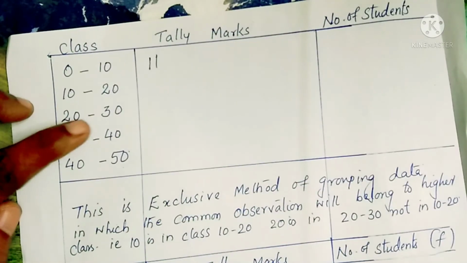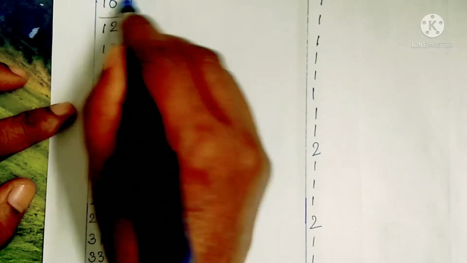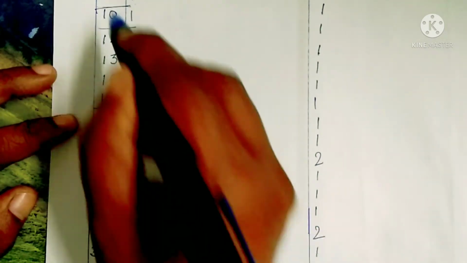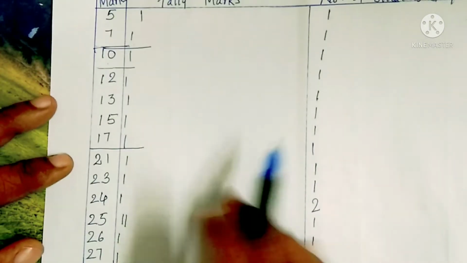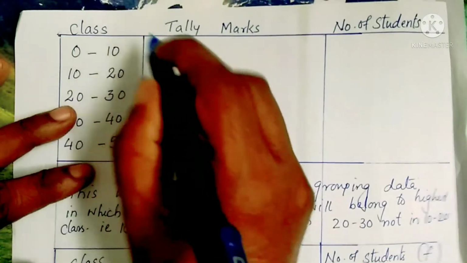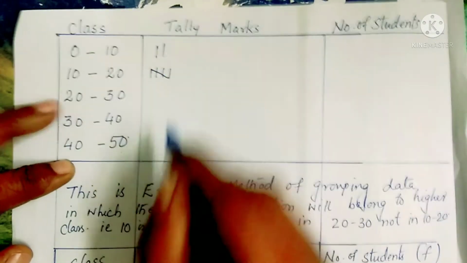Okay. Then 10 to 20. So let us see here. So from here we will start 10, 12, 13, 15, 17. So 10 to 12, how many are there? You check. 1, 2, 3, 4, 5. So here we need to make 1, 2, 3, 4, 5.